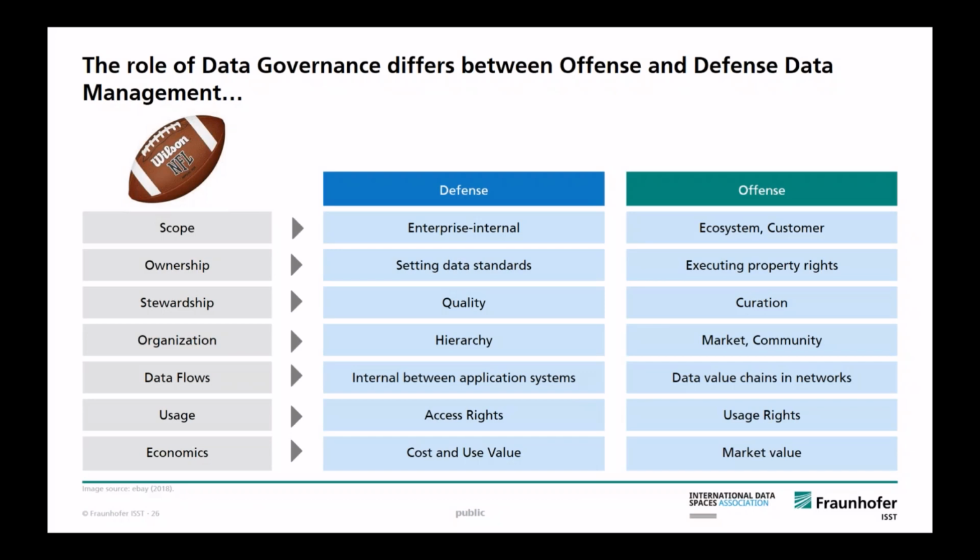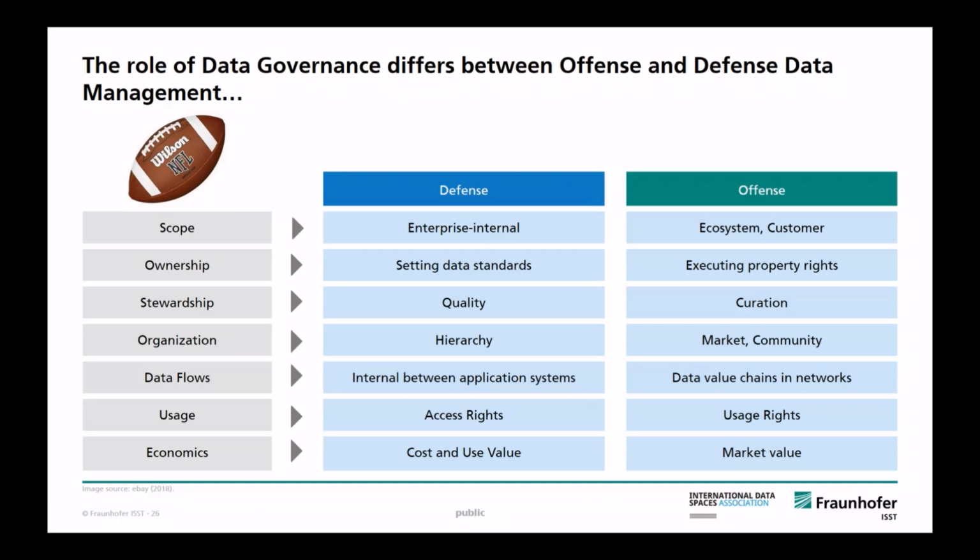If we take data governance as a pure defense game, by the way, we still have to do that. The proliferation of digital business models does not take away the burden of dealing with data governance in the defense game mode. But we need to enhance and further develop it to be able to play offense as well. So if we look at this table, it tells us what we have to do in terms of data governance and transform data governance to the requirements of the digital age.